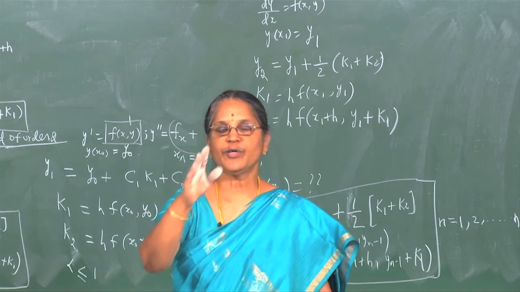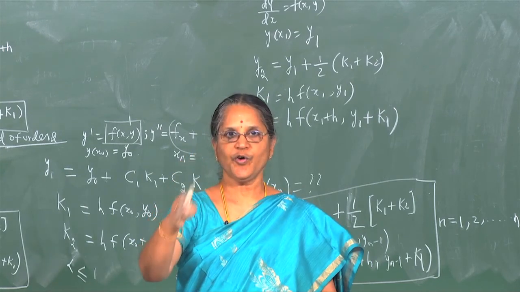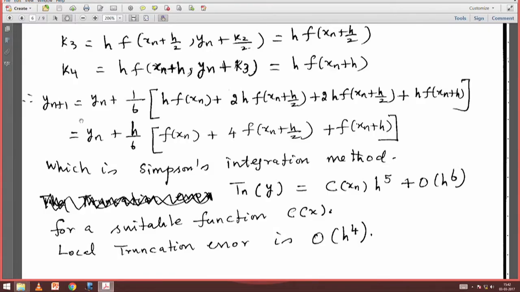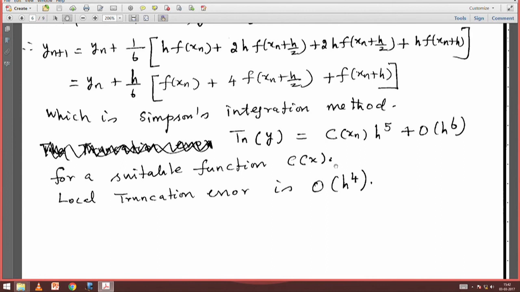So, Runge-Kutta method of order 4 reduces to simply y n plus 1 equal to y n plus a term which comes from the integration of f of x comma y between x n and x n plus 1 by applying Simpson's 1/3 rule to that integral, and the error in this case will be of order of h to the power of 5.